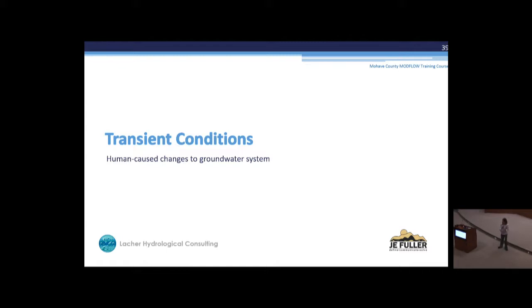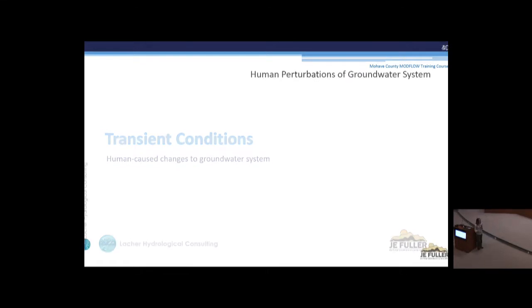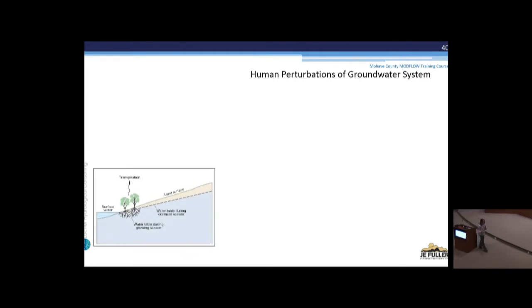After that, we start putting in human-caused changes to the groundwater system. And this is called the transient model because it's changing with time. What do those look like?